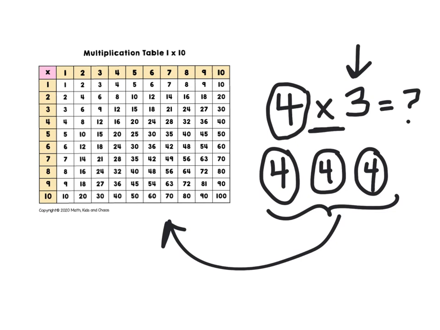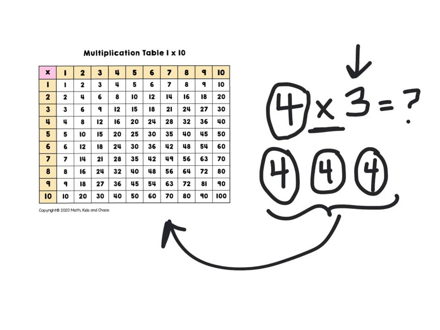So I'm going to go from the side and I'm going to start at the number 4 and I'm going to now count 3 times. 1, 2, 3. So 4 times 3 equals 12.